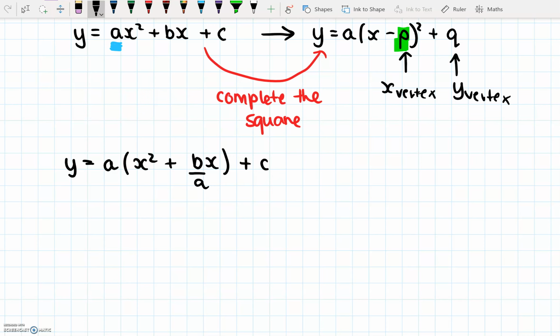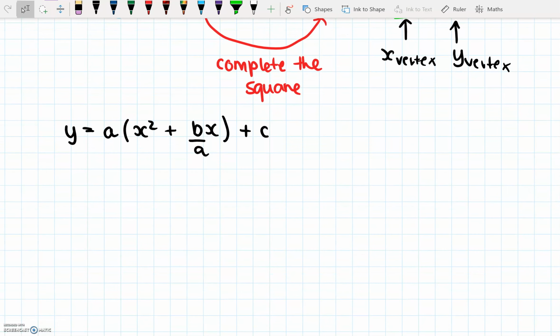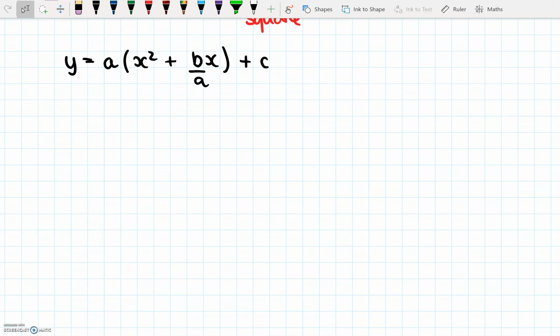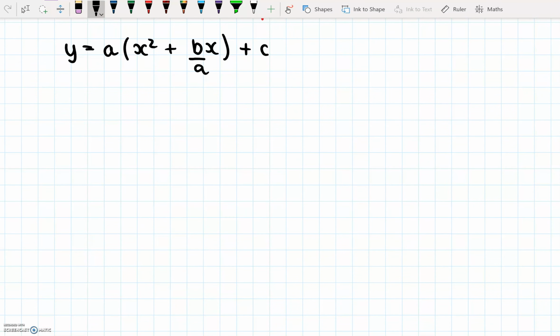So we're getting a little bit closer. You can see that we now have an a in front of a bracket plus c. But that bracket needs to be a square term. We want (x minus p) squared, that's what you can see up the top here. So we're going to complete the square just for this bracketed area. We have y equals a brackets x squared plus b over a x. We know we're going to have to add and subtract something, and then plus c.